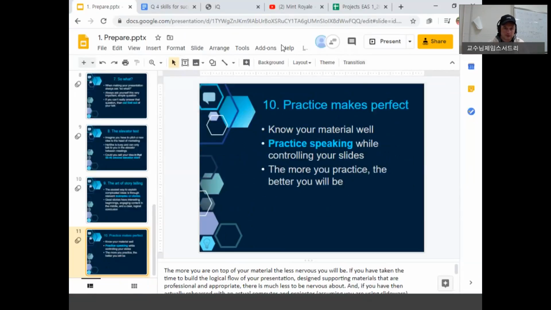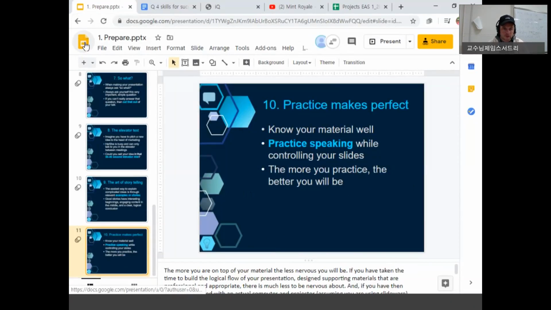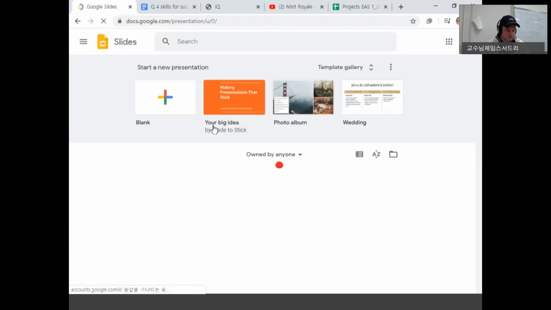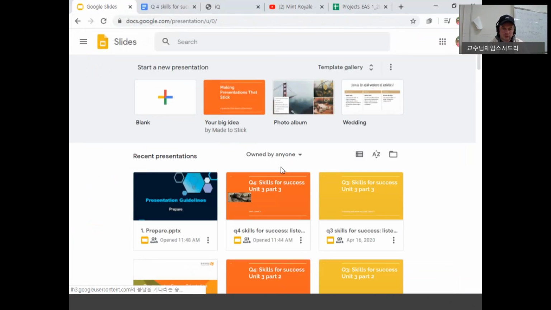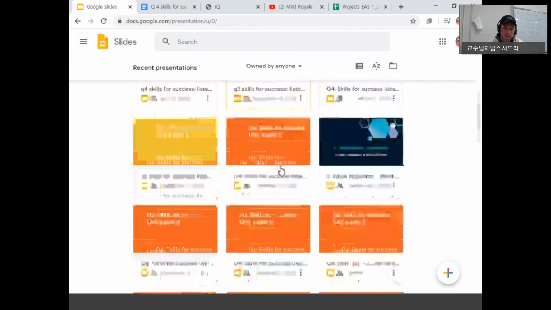So that's the end of slide 1, okay? So you've got to try to practice a lot. Don't go in there with no background of practicing.